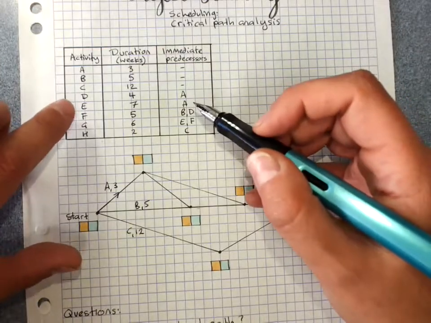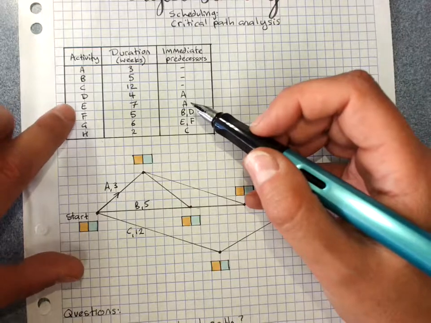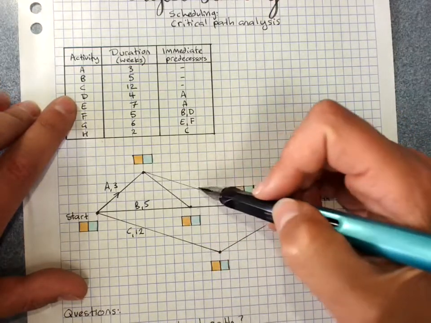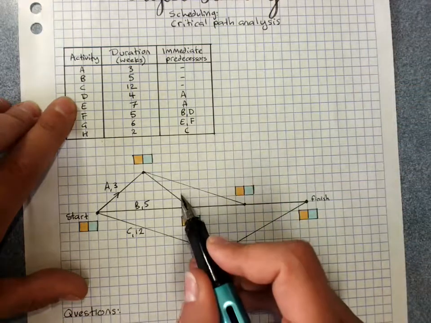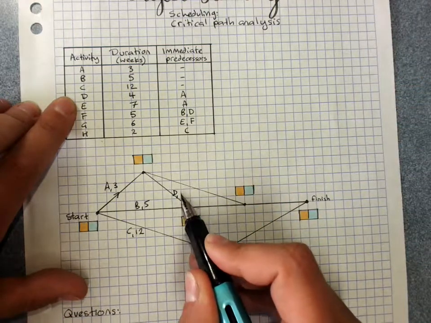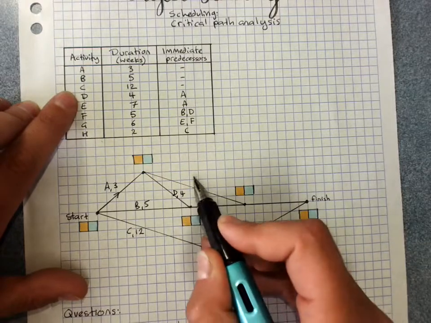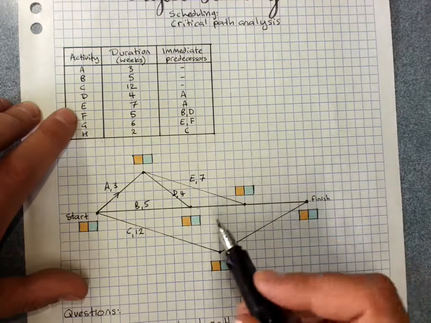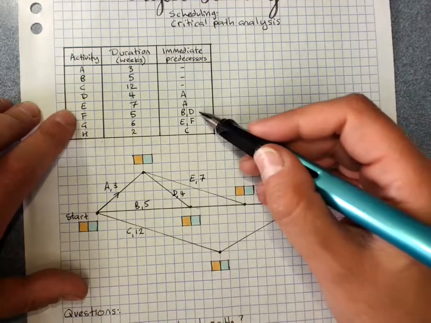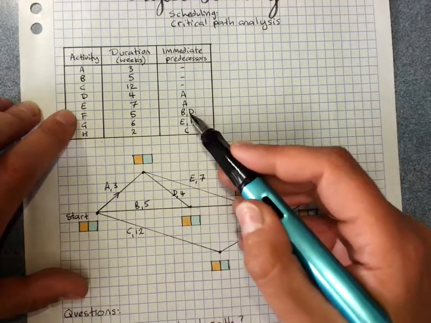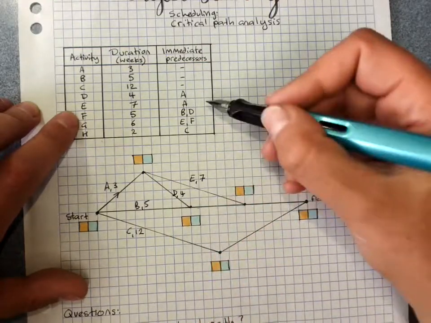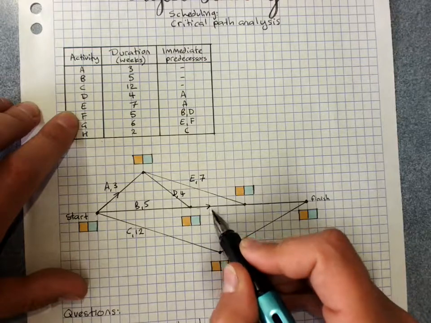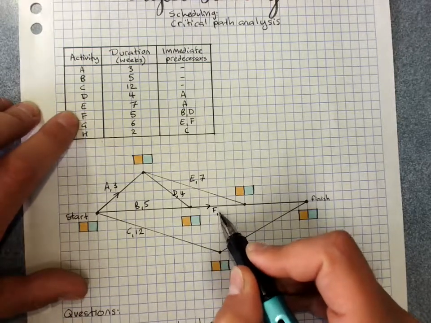Now D and E both have A as an immediate predecessor, so D and E will come off that. D is 4, E is 7. Next up, B and D are both immediate predecessors for F. There's no double up here, so we don't need any dummies. This is F with a length of 5.